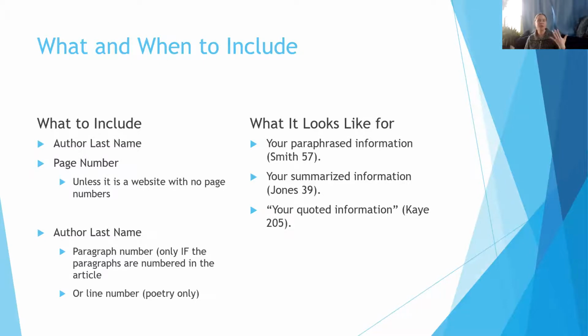Please note, with the in-text citation, you just need the author last name and the page number in a set of parentheses. There's no comma. It's just parenthesis, author last name, page number, close parenthesis. And note that the period always goes outside of the in-text citation, not before it. You want to include it with the sentence that it belongs to, not starting off a new sentence.